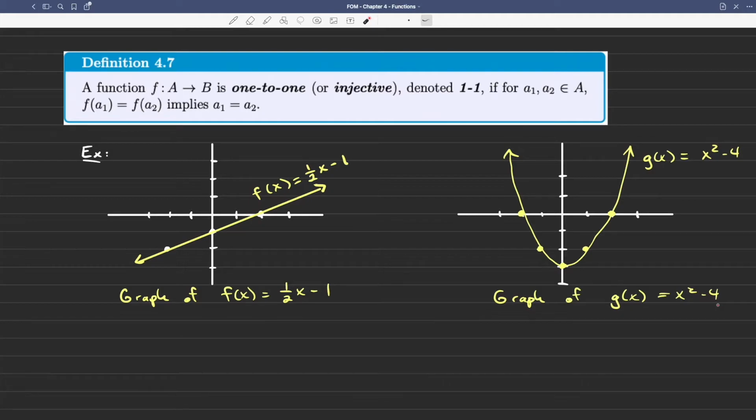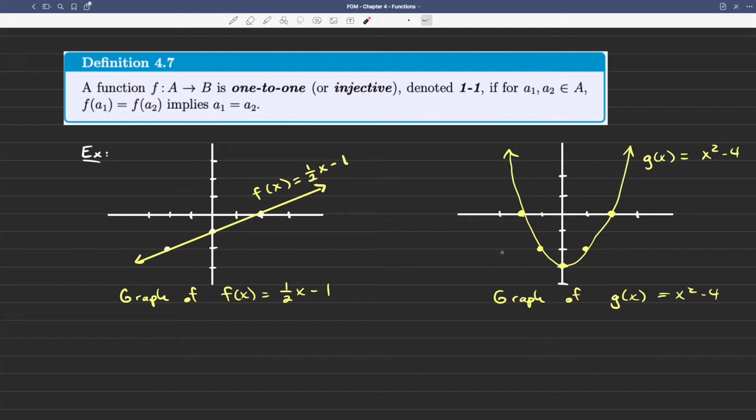See, one-to-one means that you don't get the same y value from two different x values. So on the graph at right, if you draw a horizontal line right here, at the same height as the x-axis, you can see that in fact there are two x values corresponding to the same y value. Here at x equals 2 and -2, those two x values yield the same y value, y equals 0.